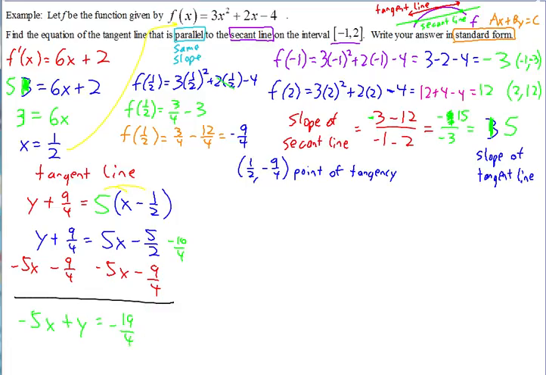And the last thing to remember in standard form is that A, B, and C are integers. So to wipe out the fraction, I just multiply everything by 4. That gives us negative 20x plus 4y equals, the 4's cancel out, negative 19. And then keep in mind in standard form, sometimes they'll make the coefficient of the x term positive, so you can multiply by negative 1 and write it as 20x minus 4y equals 19. You can also do that. And that concludes the notes for AP Calculus on the topic of advanced tangent line problems.